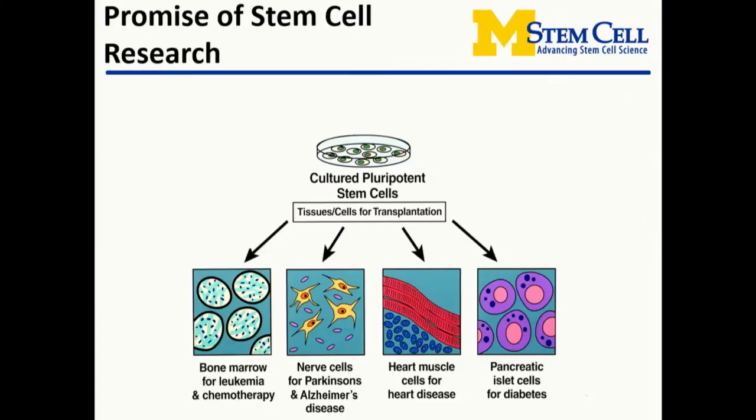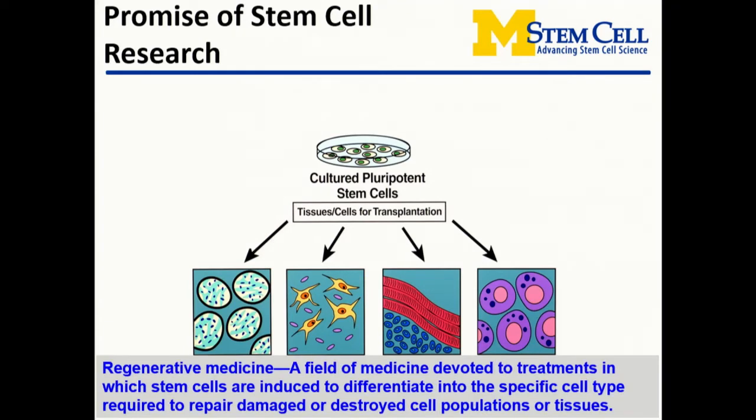So the promise of human embryonic stem cell and any type of stem cell research can really be taken down to 2 levels. The first level is regenerative medicine, taking pluripotent cells, stem cells, converting them into bone marrow cells, nerve cells, beta islet cells, heart cells, and treating a disease, regenerative medicine.